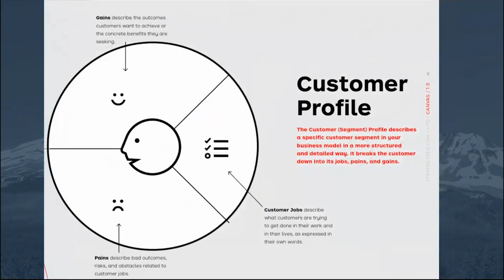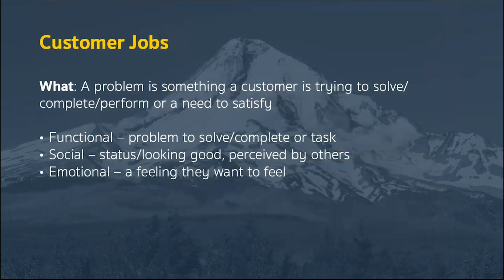So let's begin with the customer profile, the right side of the value proposition canvas, the one with the circle and the smiley face in the middle. The customer profile is made up of 3 different sections: customer jobs, customer pains, and customer gains. Let's jump into the customer jobs. The customer jobs section describes the problem that your customer is trying to solve, or the job or task that they're trying to complete or perform.